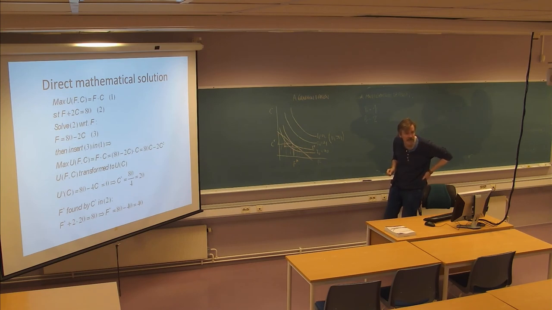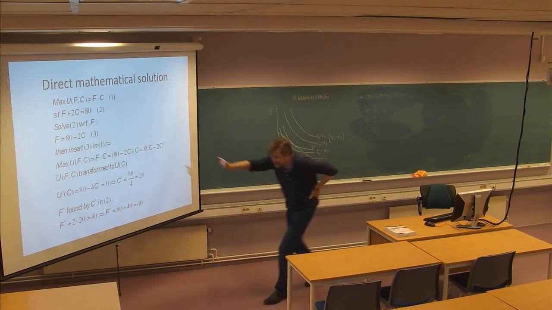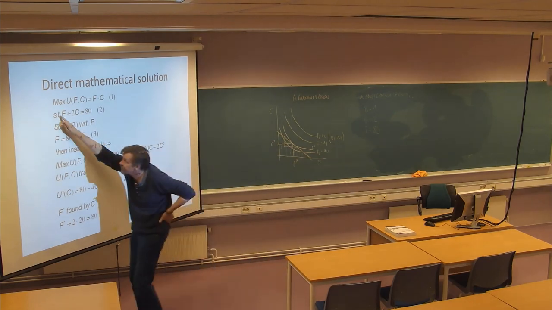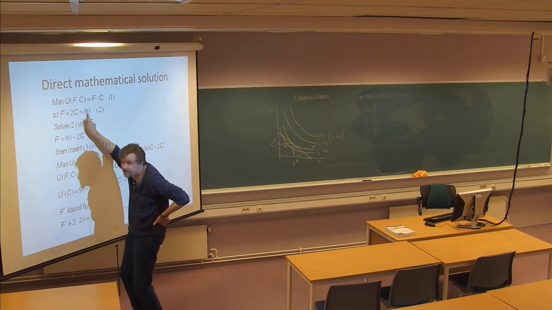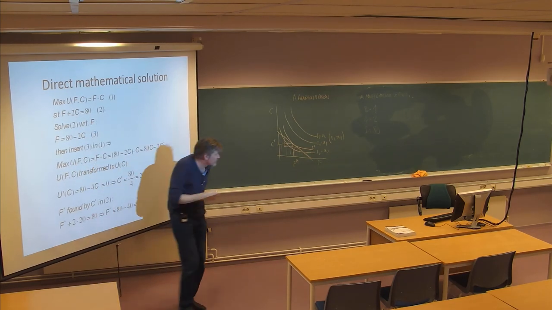Anybody tell me that? 80. I heard something. 80. Correct. I equals 80. You see that from the budget constraints, don't you? In general, it's PF in front here. That must be 1. PC, that must be 2. And I is 80. Okay. So that is the information we need.